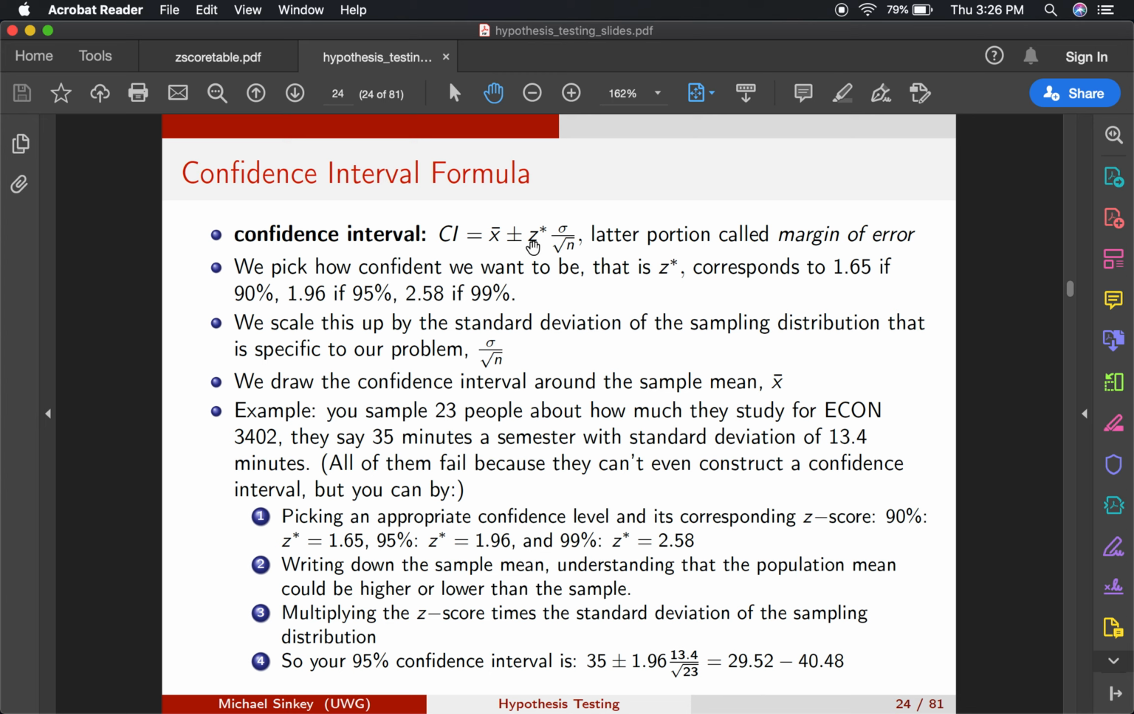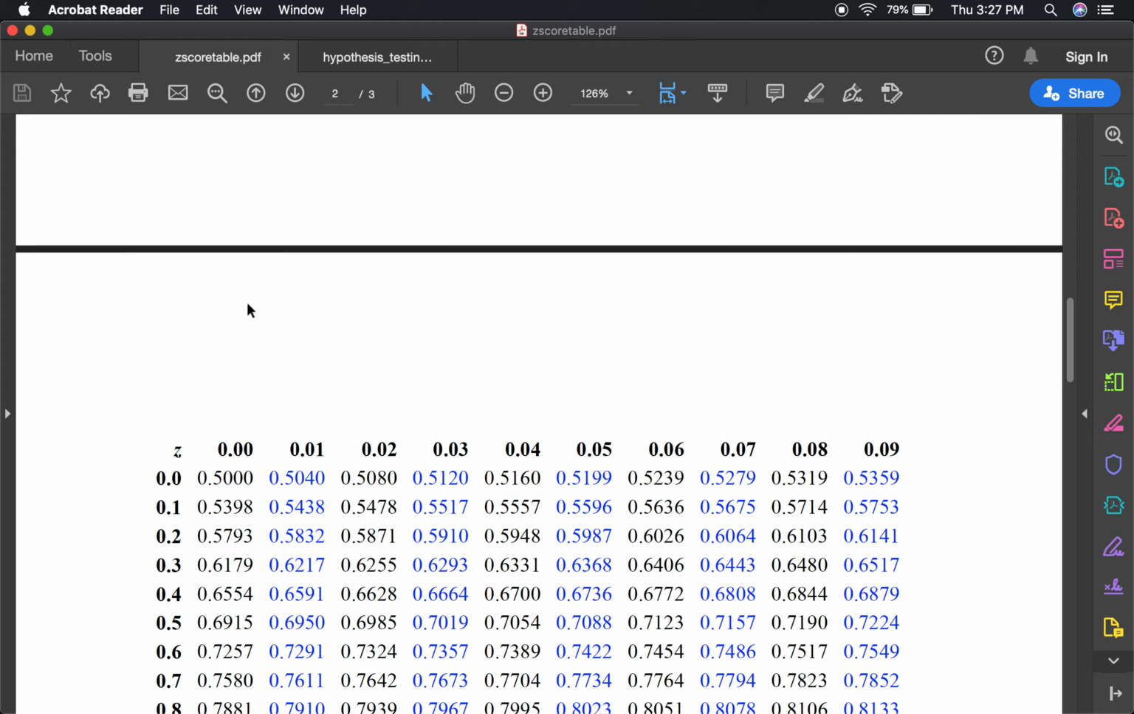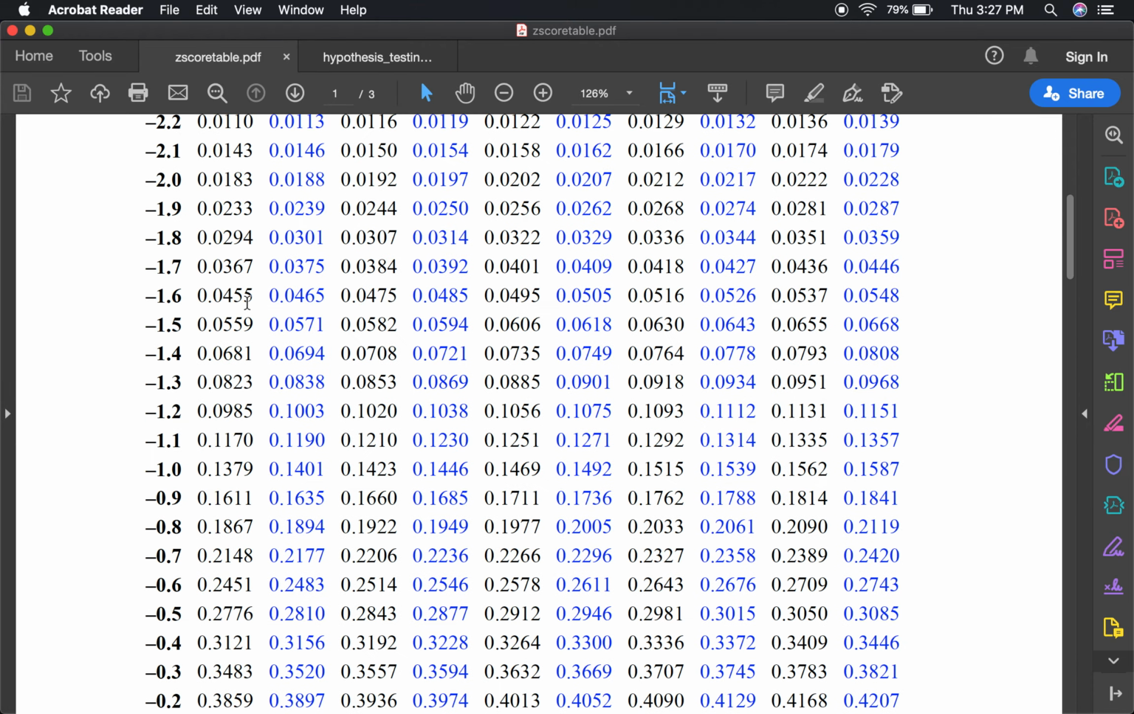So if you want to be 90% confident, you take 1.65. That's the critical value. If you want to be 95% confident, use 1.96. If you want to be 99% confident, use 2.58. Where do these numbers come from? Let's take a look at the z-table. Let's go and find 1.65 in the z-table.